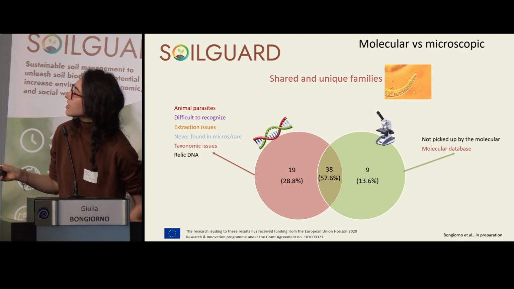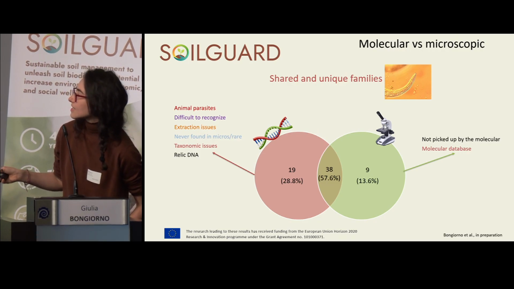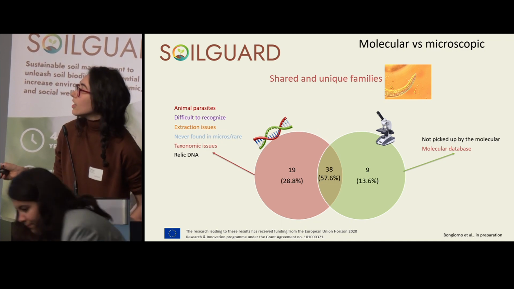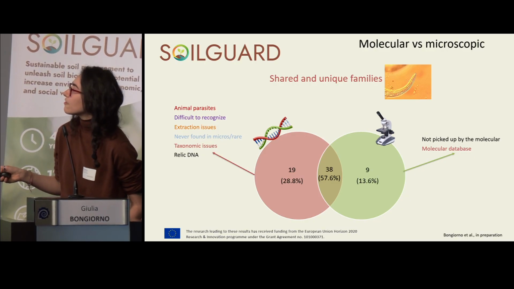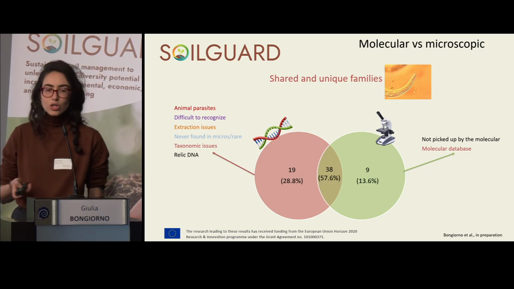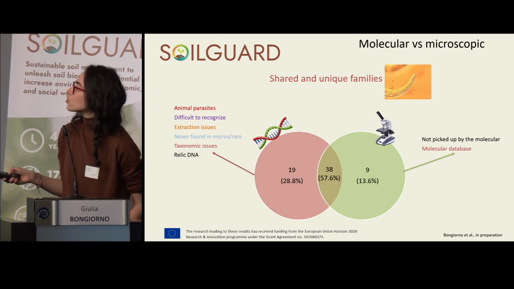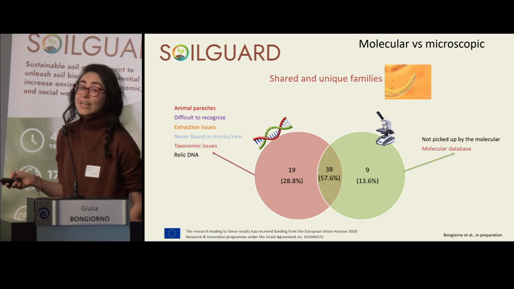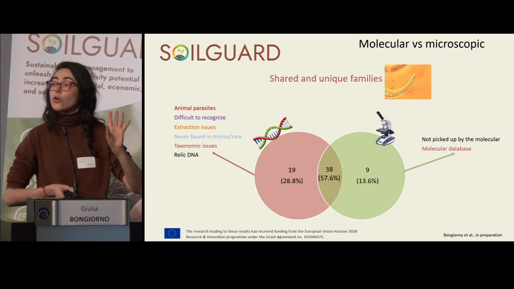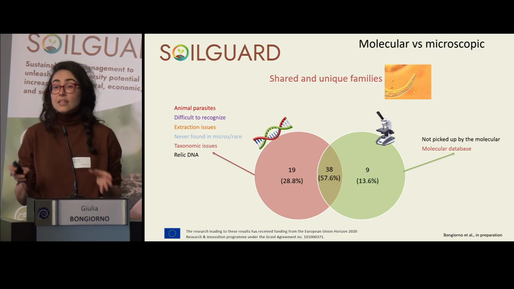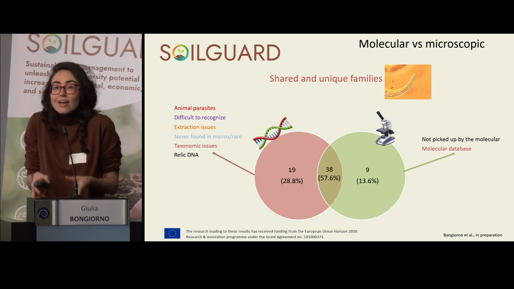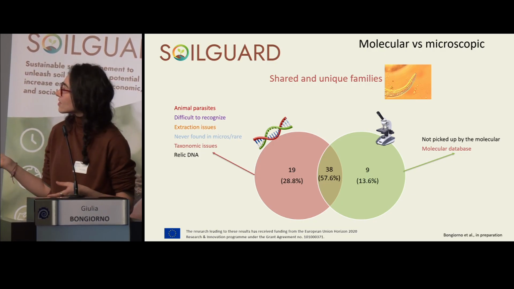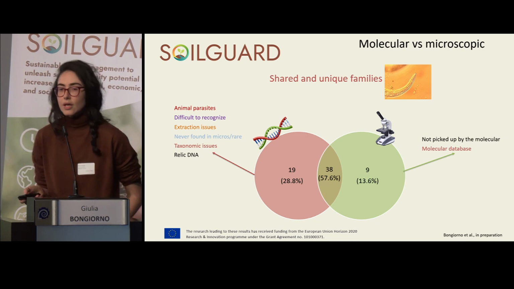And then among the taxa that we found only in the molecular, there are various reasons. Maybe I should not go too much in depth into this, but for example, there are definitely some taxonomic issues, some extraction issues. Some are never found in the microscopic, or also there might be the problem of relic DNA, DNA from nematodes that were there years ago and that stay stable in the soil, but that do not really correspond to nematodes that are living in the soil at the moment, which are actually the ones that you found with the morphological methods.